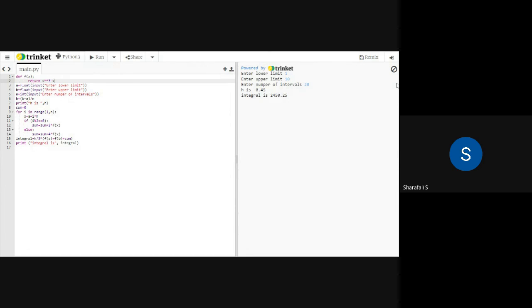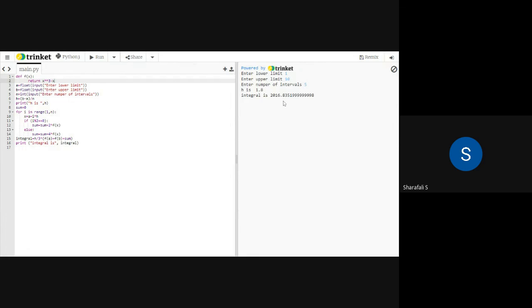Okay, 2450.25 with 0.45 as h. Now let me change the interval from 20 to some other value. I don't know what was the limit. 1 and 10, right? And this one, let me put it as 5. Now you can see the change. The h value is now 1.8 and the final answer is 2060.